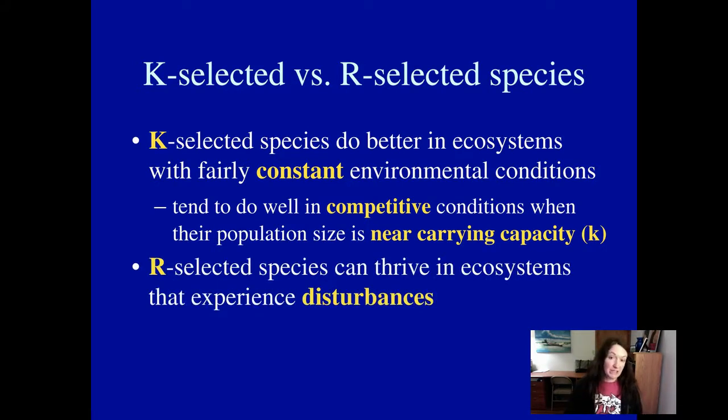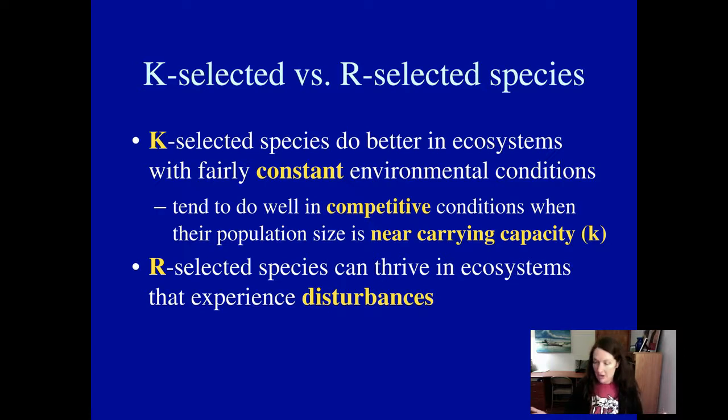r-selected species, on the other hand, can thrive in ecosystems where there are disturbances. Because they have so many offspring and they have them so quickly, if there's a challenge where they need to have some organisms survive, they have plenty of offspring to dispose of. And that's a really harsh way of saying it, but they can survive because they simply have so many offspring, so much genetic diversity. So disturbances do not hurt them as much as they do K-selected species, the larger species.